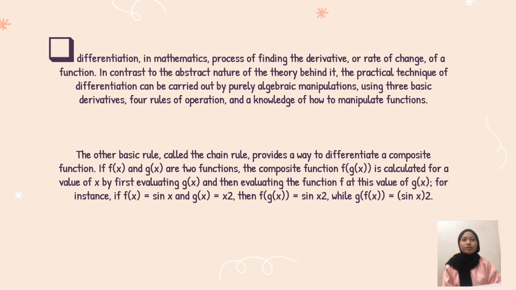The other basic rule, called the chain rule, provides a way to differentiate a composite function. If f(x) and g(x) are two functions, the composite function f(g(x)) is calculated for a value of x by first evaluating g(x) and then evaluating the function f at this value of g(x). For instance, if f(x) equals sin x and g(x) equals x squared, then f(g(x)) equals sin x squared, while g(f(x)) equals sin squared x.